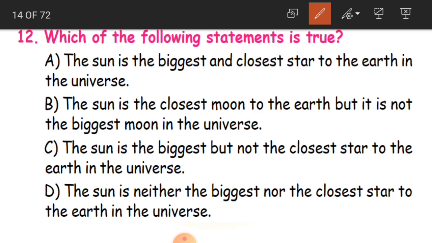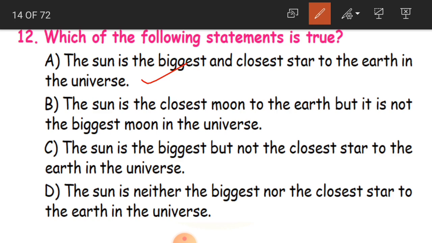Now the 12th question, which of the following statements is true? Here you have been given 4 statements, children. From that, you have to identify which one is true. The first one is, the sun is the biggest and closest star to the earth in the universe. Now this is true actually, because the sun is a big star and it is close to earth also.